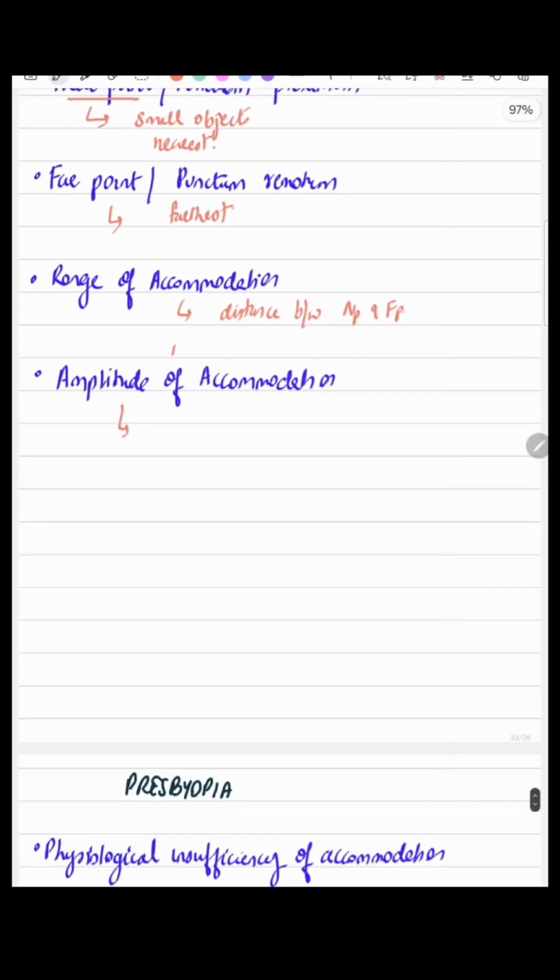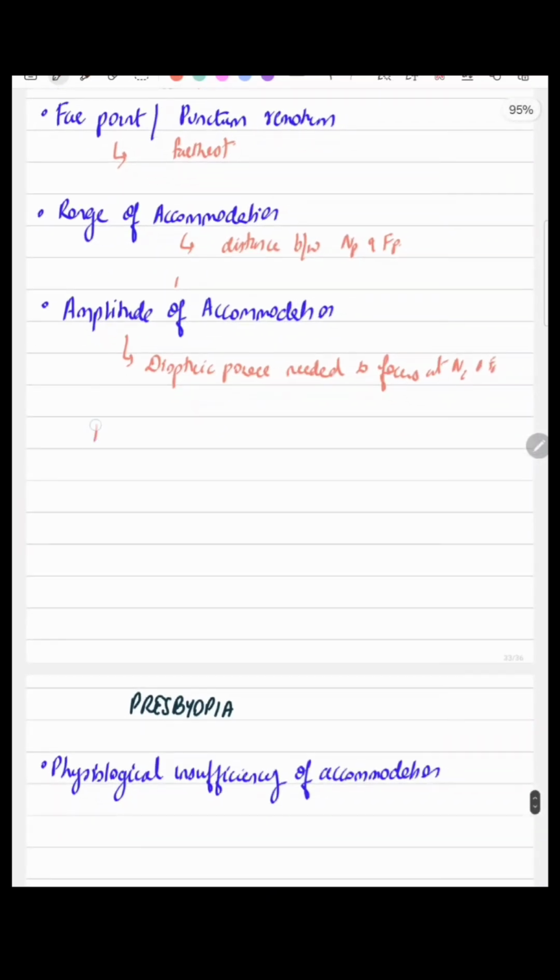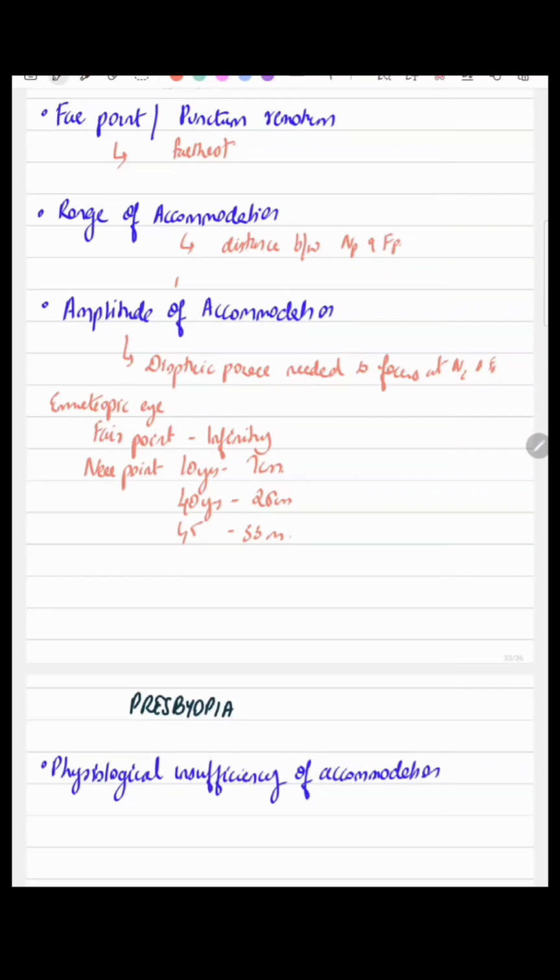Amplitude of accommodation is the difference in the dioptric power needed to focus at the near point and far point. In an emmetropic eye, the far point is at infinity, and the near point at 10 years is at 7 centimeters, at 40 years it will come to 25 centimeters, and at 45 years it will come to 33 centimeters. That is in an emmetropic eye.